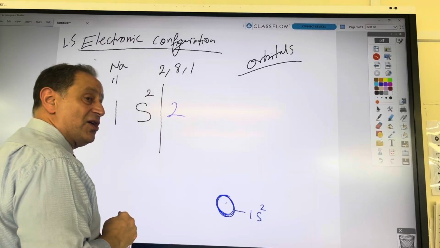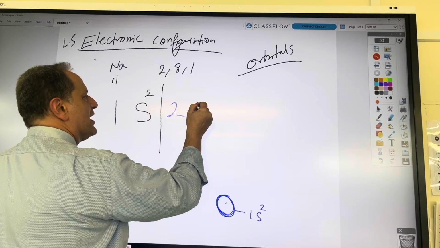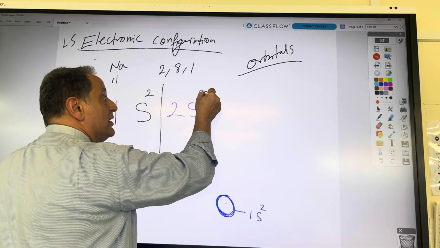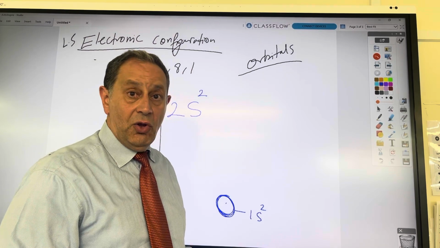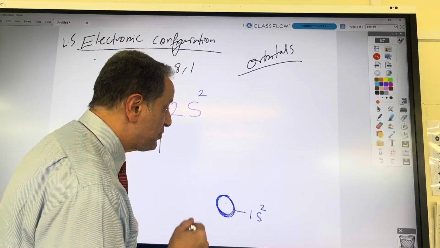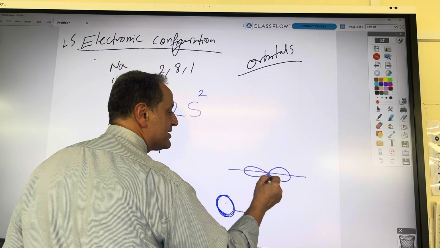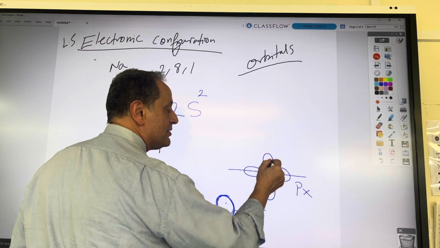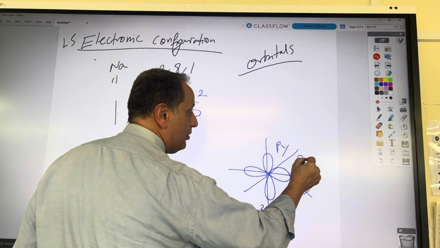So what's happening in the second shell? Well, like I say, they all start with an s orbital, don't they? All right then. So the s orbital and the p orbitals, there are 8 electrons that we have to deal with. So 2 of them go in the s orbital. Where are the remaining 6 going? Are there other s orbitals? No. The other orbitals in the second shell are the p orbitals. And the p orbitals either go along the x-axis, so they are called px, or they go along the y-axis, so they are called py, or they go along the z-axis, so they are called pz.